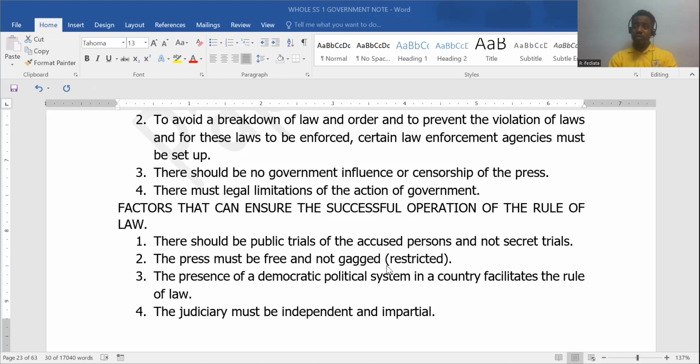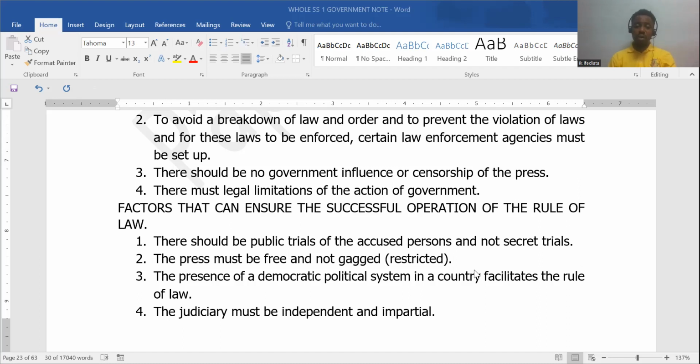Now, the press must be free and not gagged, not restricted. We regard the press as the watchdog of democracy. So they must be free so that they can report judiciously and independently. Now, the presence of a democratic or political system in a country facilitates the rule of law. Political systems involve the presence of civil society. We have issues like popular participation, right?